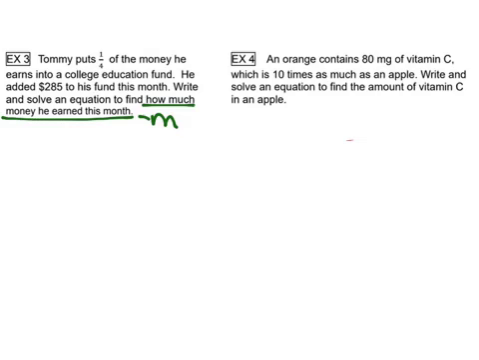And so he earned a certain amount of money, and he puts 1/4 of that money into his college education fund. So if we want to know what 1/4 of M, the money he made, is, we're going to say M times 1/4 is $285. So M times 1/4 is $285.